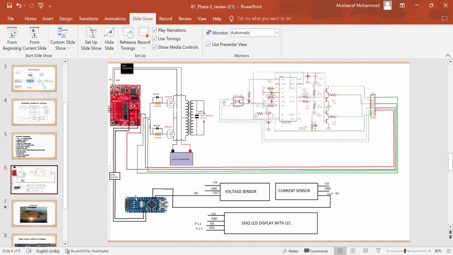So we want to convert the 5 volt supply into 3.3 volts, and for that we used a level shifter. Then the output of the level shifter is connected to P1.0 and P1.1 of the MSP. The MSP is interconnected with LCD displays, which display the measured values of current and voltage for monitoring all the data.